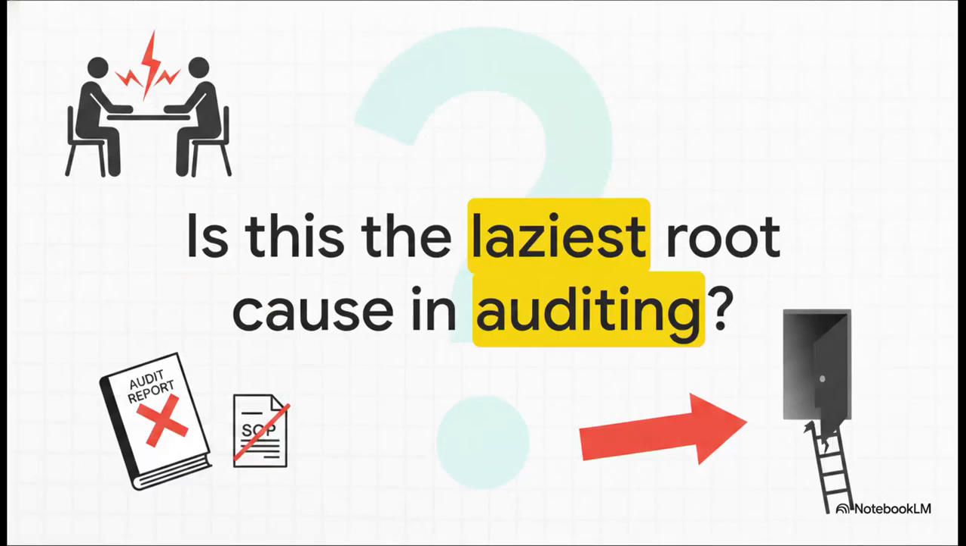So naturally, you sit across from the process owner, and as you start pointing out these glaring omissions, the conversation understandably gets a little tense. And right here is where we hit the crux of the whole issue. Is this the laziest root cause in auditing? Because what happens next is, to avoid a confrontation, to basically skip the really hard conversation, the auditor takes the easy way out. Instead of addressing the actual human failure, they just slap it on their report: root cause, absence of an SOP. It's a remarkably easy escape hatch, isn't it? But as we're going to see, it's deeply, deeply flawed.